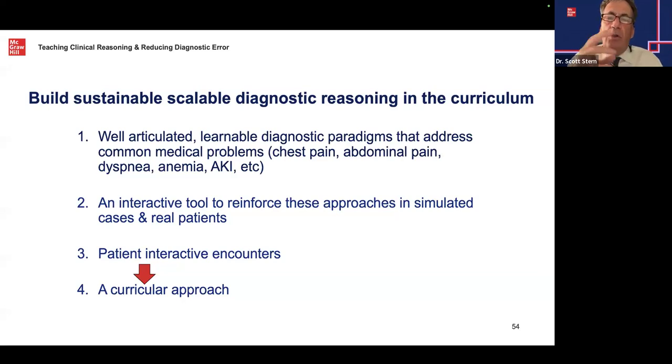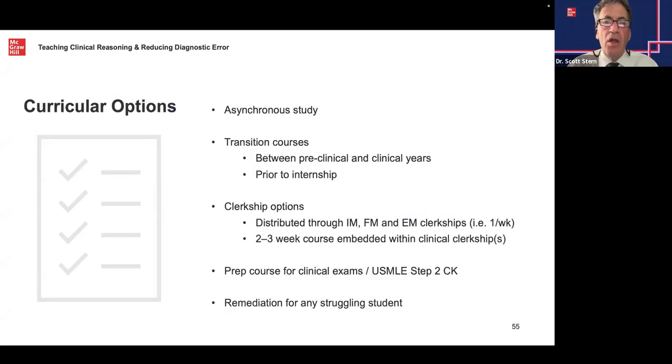So I'd like to close this with giving you some concepts or some ideas to noodle on about how you can build this into a curriculum. And there's lots of options. So some options include we could just let the students do this asynchronously, do it when they want in their clerkships. You could have transition courses within your curriculum. So I had a transition course called Foundations in Clinical Medicine that was between the preclinical years, so they'd finished their preclinical years and their disease-based courses, but before their clinical years.